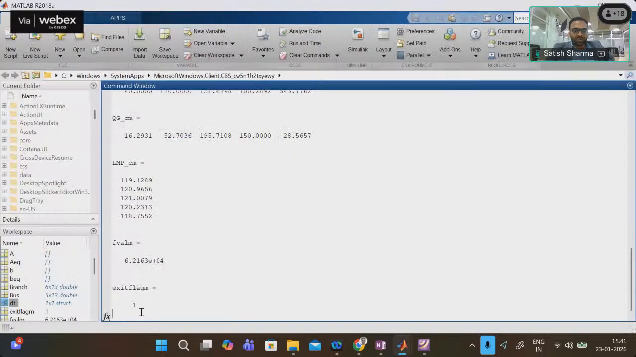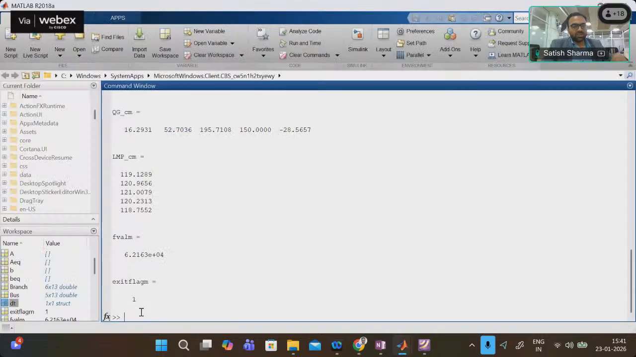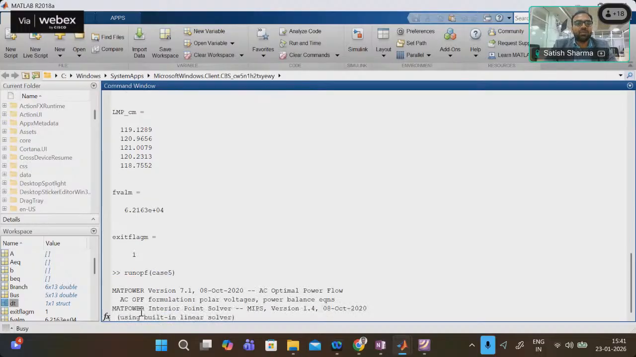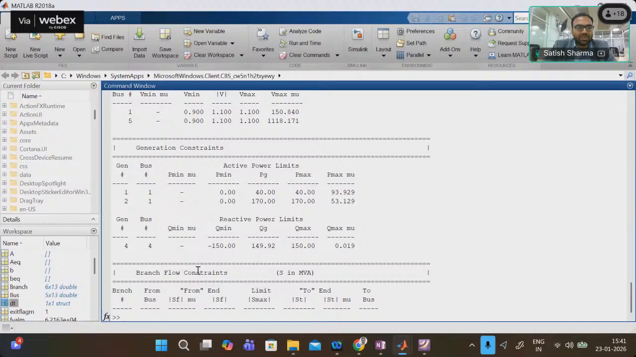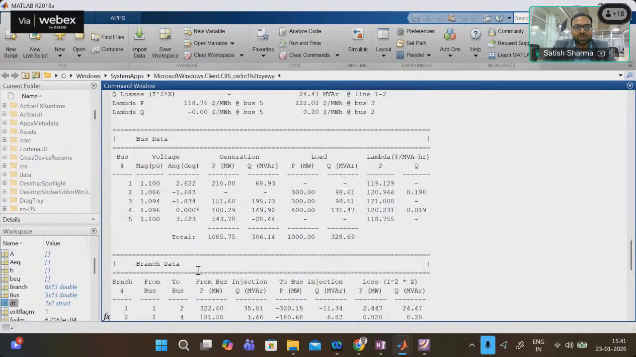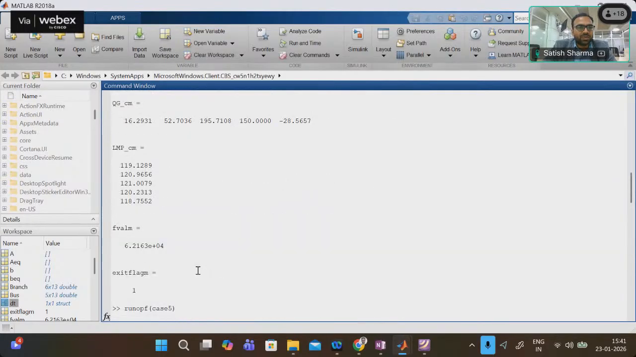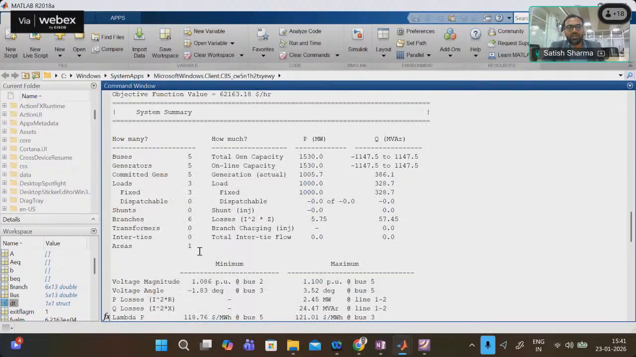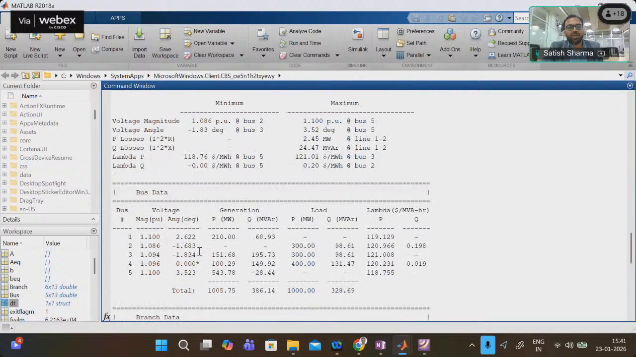Now let's verify whether whatever we have done is right or wrong. So we are running OPF on case 5. This is MATPOWER, by which I can verify my results, and let's see if we obtain the same results. By looking at the lambda, we can easily verify. It is 119, 20, 21, 20, and 18, and we are getting the same values here as well.